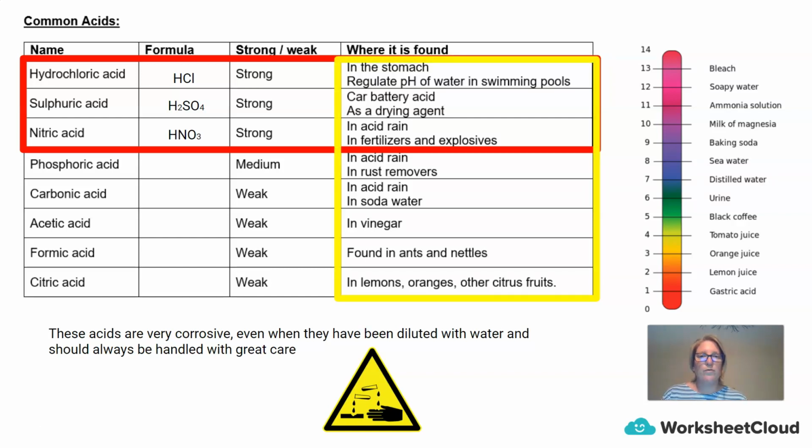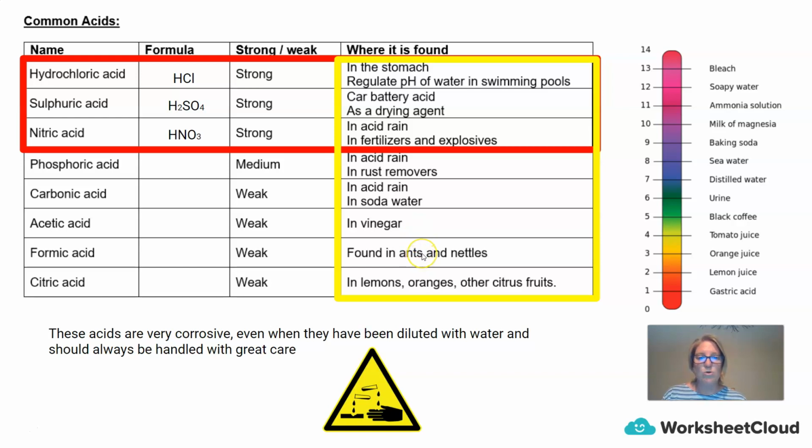It is also important for grade 9 that you do learn the different uses of acids and where we find them. So we can find hydrochloric acid in your stomach, and we also use hydrochloric acid in swimming pools. Sulfuric acid we find in car batteries. Nitric acid we find in fertilizers or explosives. Phosphoric acid is used for rust removers. Carbonic acid you find in your soda cool drinks. Acetic acid is just a scientific name for vinegar.